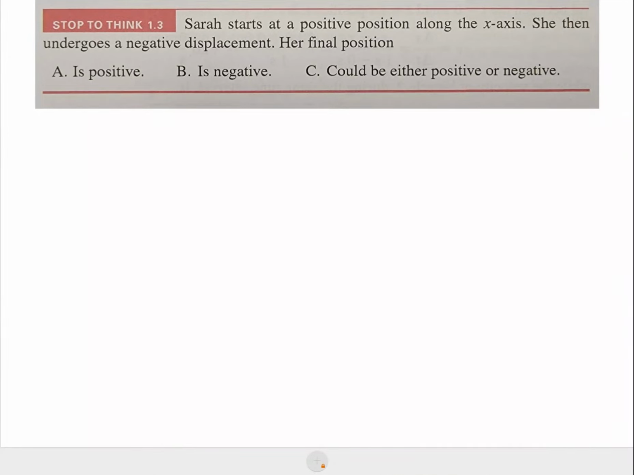It could be C, because we don't know how big. As long as it's a negative displacement, that means she's moving back towards the origin, but we don't know how much. If she's at 10 and moves back 2, then she's still at a positive position. So she's moving this way, but we don't know how long she was moving that way, how fast or whatever. So she could be here, here, or here, we just don't know.